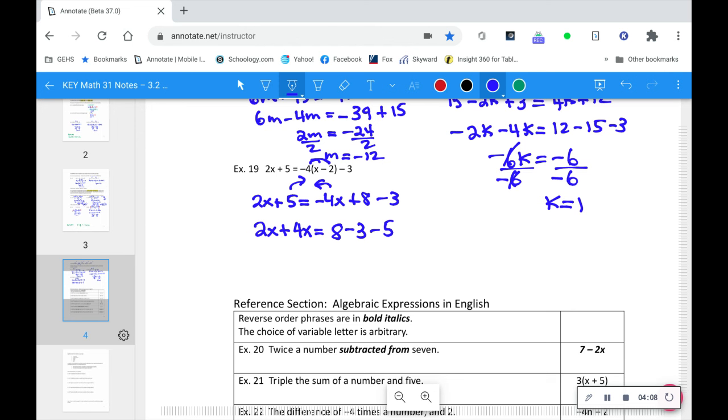Now the left-hand side here simplifies to 6x, and the right-hand side simplifies to 0. We'll divide both sides by whatever is in front of the variable. So here x equals 0 is the answer.